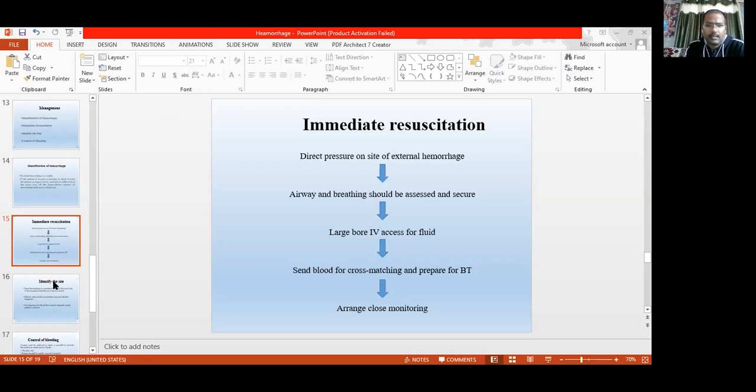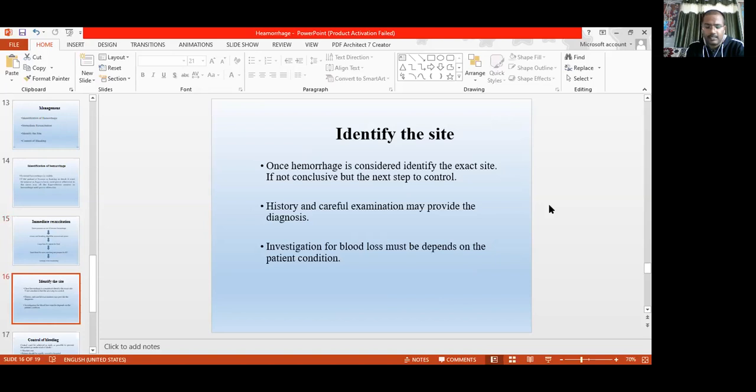Next, identify the site. It is very important in the case of concealed hemorrhage. In revealed hemorrhage, when the external hemorrhage is there, you can easily identify the site. But if the hemorrhage is concealed, you must identify the exact site of bleeding, so that you can plan how you are going to control it. Because if there is bleeding, you must stop the bleeding to save the life of the patient.